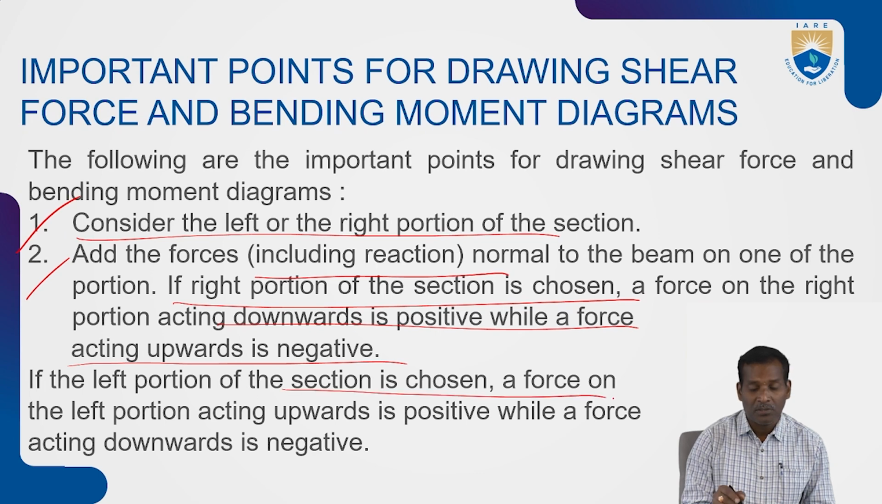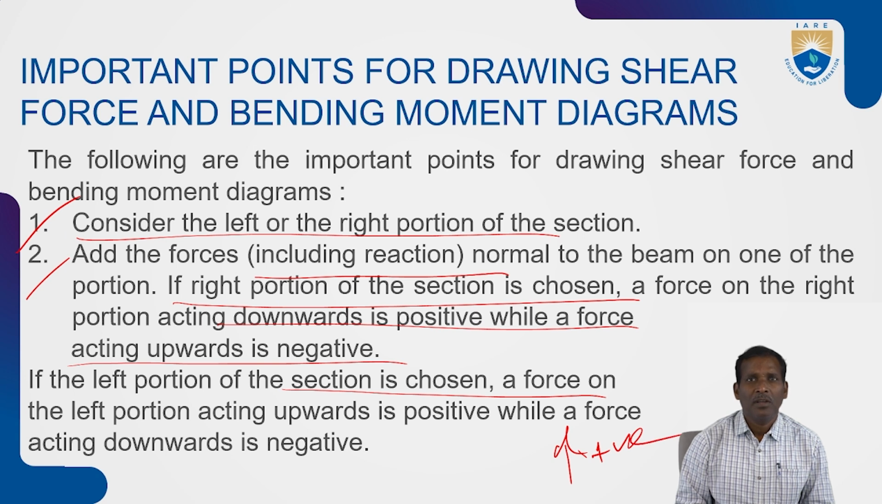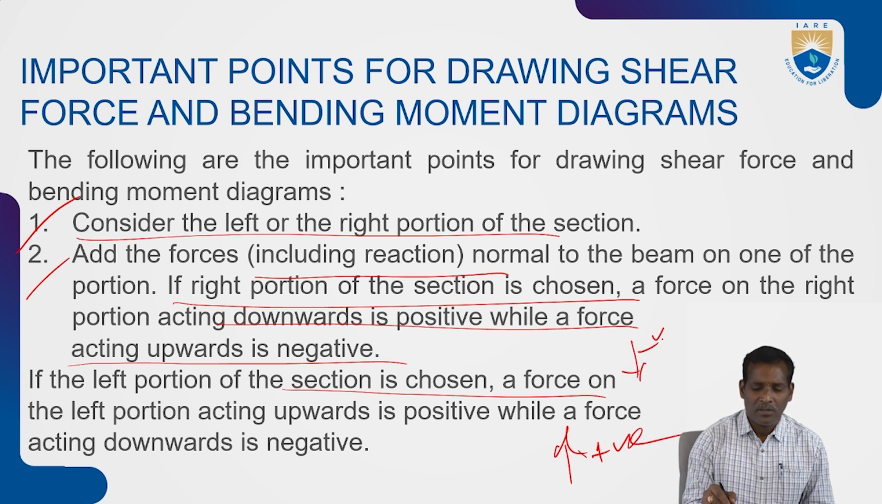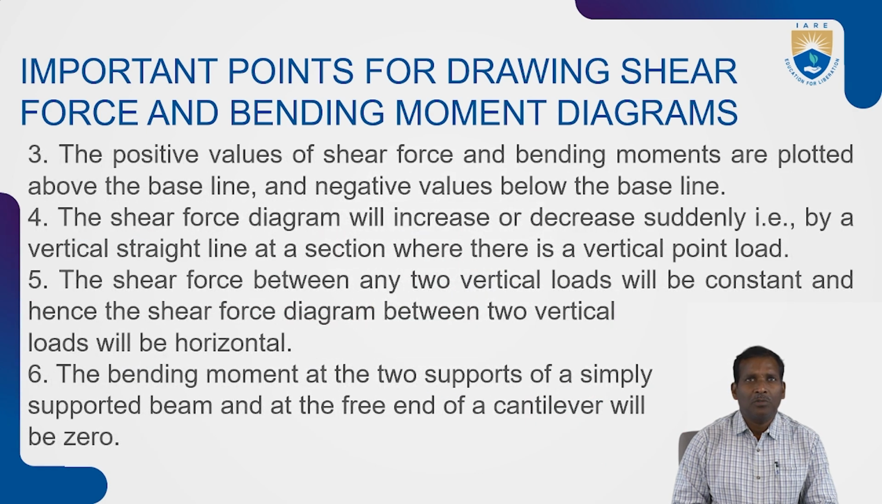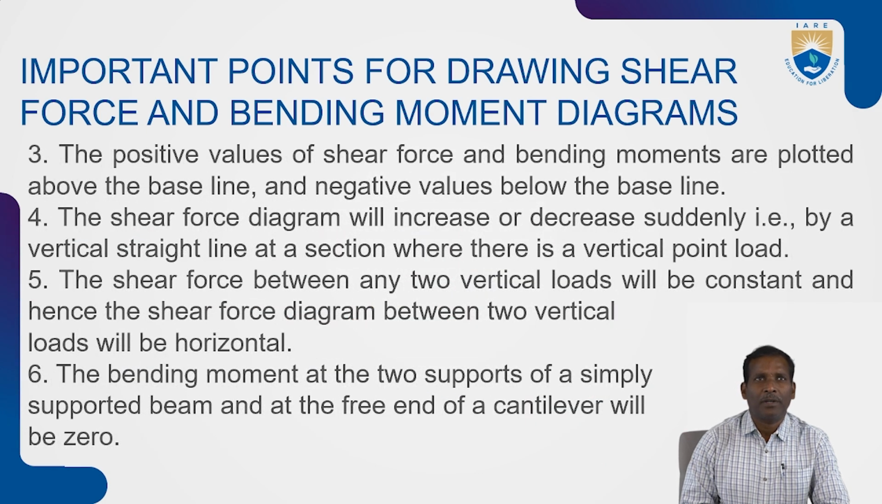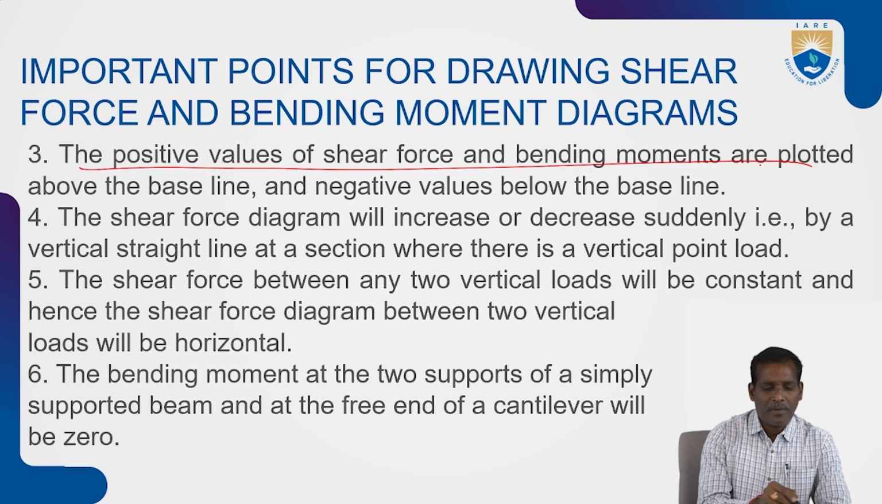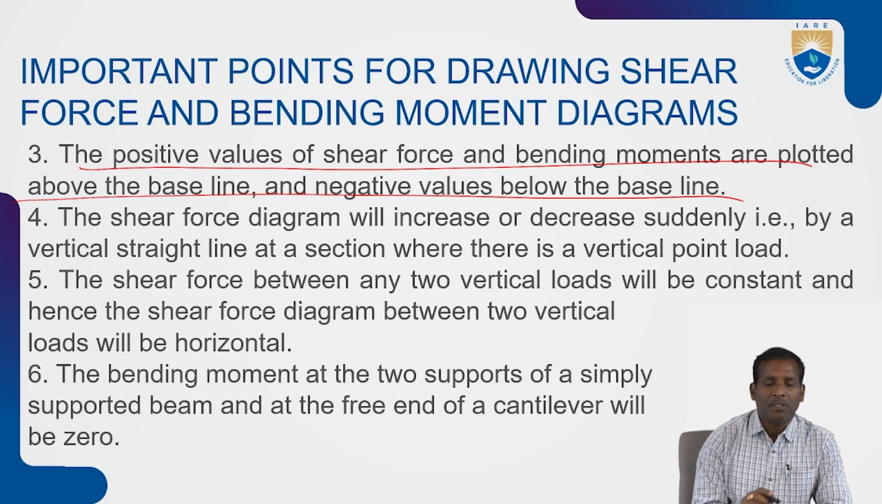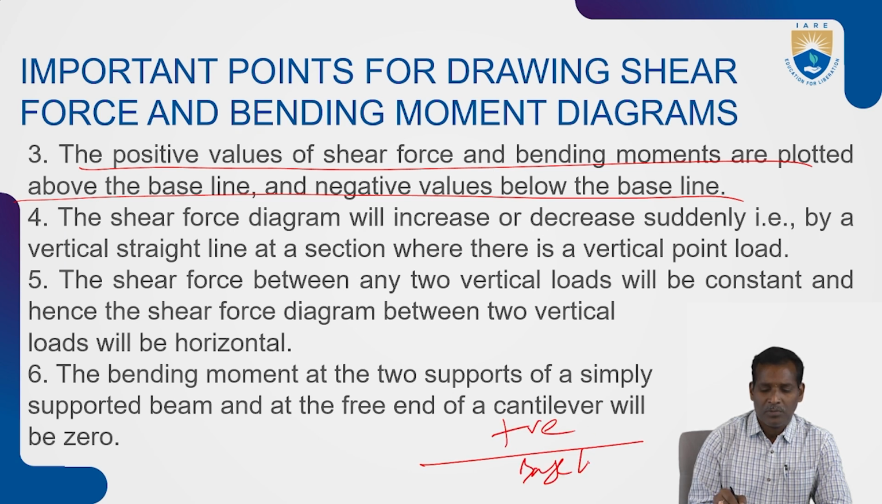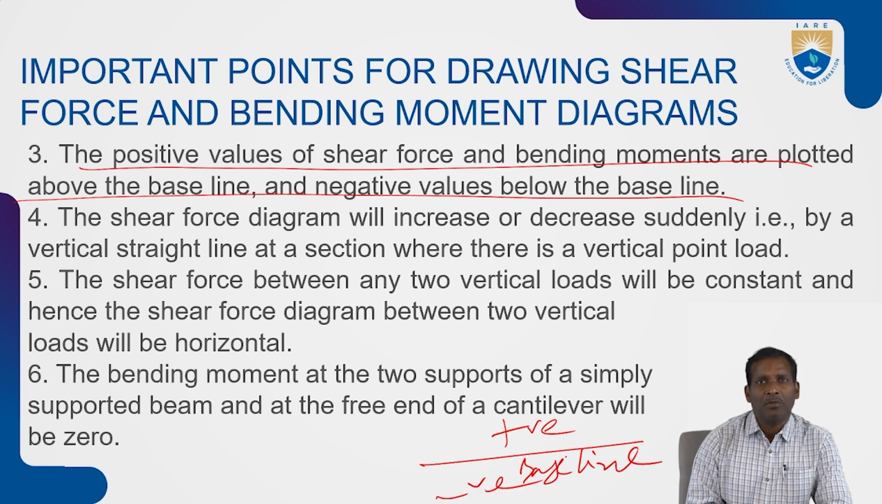If the left portion of the section is chosen, a force on the left portion acting upwards is positive, while a force acting downwards is negative. The positive values of shear force and bending moments are plotted above the baseline. For every diagram, start with the baseline. Suppose this is the baseline; below the baseline, you have to draw the negative values.